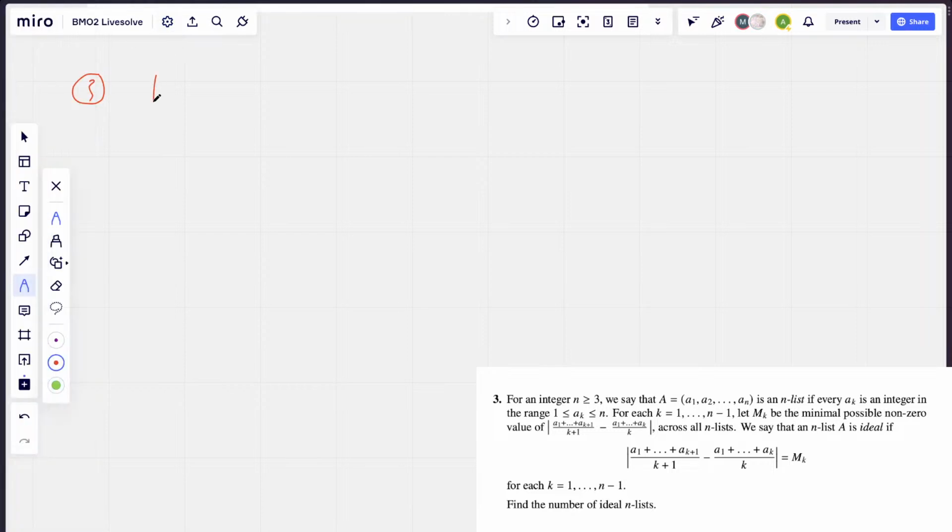Right. Okay. So we have a list, and every a_k is in the range. Okay, so it's just an element of Z_n to the n. Wait, am I being dumb, or can't you literally just set all of a_1 to a_n to be the same thing? Sorry, I haven't read the question. Wait, so we have the minimum possible value of. Okay. Across all n lists, we say it's ideal. Okay, yeah. What's your suggestion?